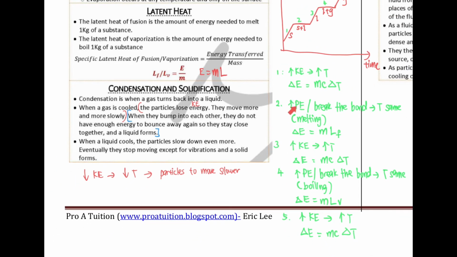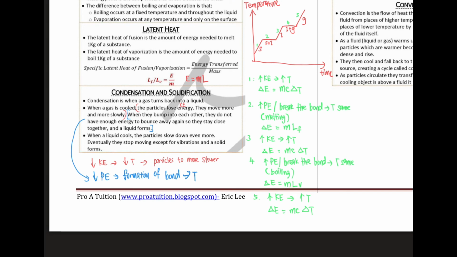You know, we talk about energy a lot here. Kinetic energy, potential energy. The increase of potential energy is to break the bond. Now the other way around, the decrease of the potential energy is the formation of the bond. So I'm going to put it here. Decrease of potential energy, formation of bond. Temperature is the same. This happens during condensation.